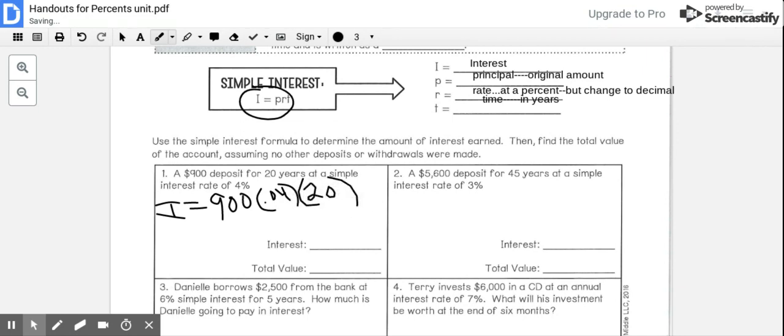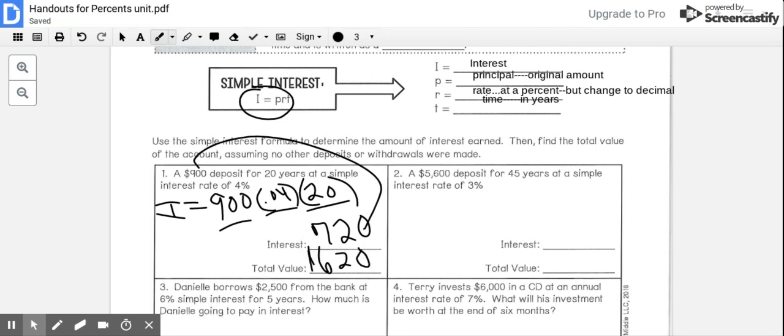And then it doesn't matter what order, you multiply all these things, and your interest is $720. So if you deposited $900 and left it in there for 20 years at this rate, you'll make $720 off of it. Doesn't seem like very much after all those years. And then for the total value, you add these two numbers together. So you end up having $1,620 in the end.